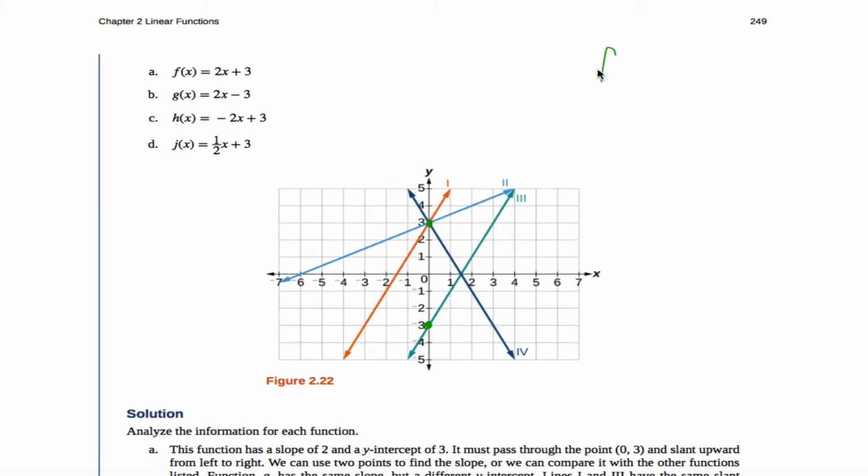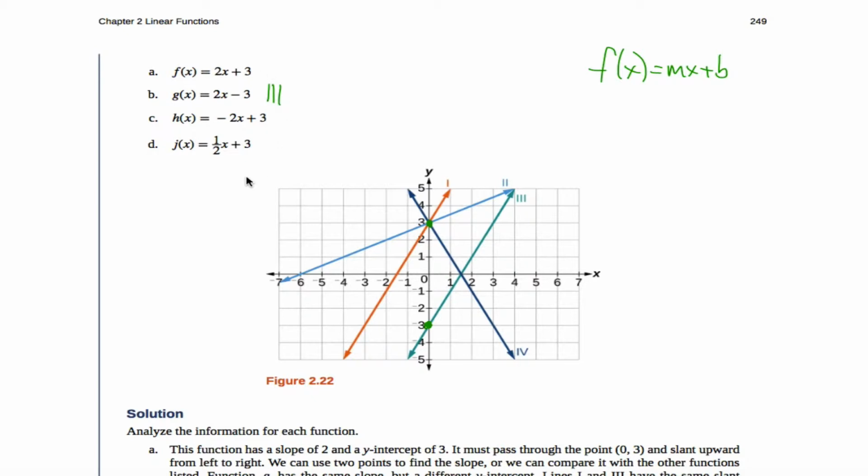So in f of x equals mx plus b, the b is the y-intercept. So when I look over here, I should expect to see 3 different equations that have +3 as b, and one equation that has the value of -3 for b. And the one that has -3 for b will be this line in green right here, line 3. And that appears to happen here. So this one is 3.